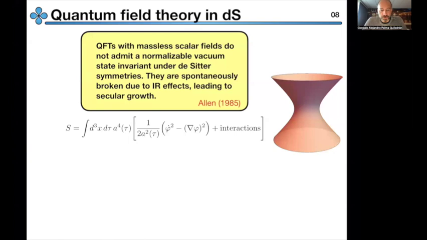And it consists in the following. If you try to work with a massless scalar field in the de Sitter spacetime, you will find it impossible to define a normalizable vacuum state, which is invariant under the de Sitter isometries.